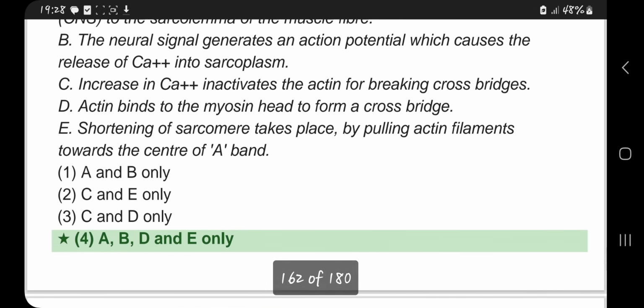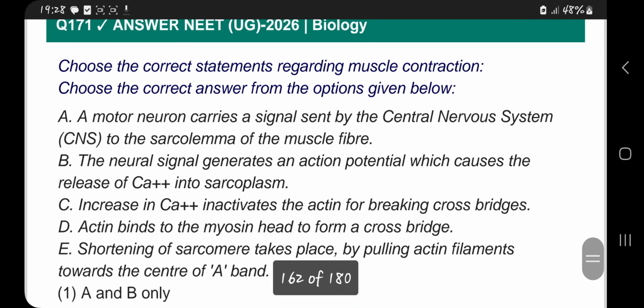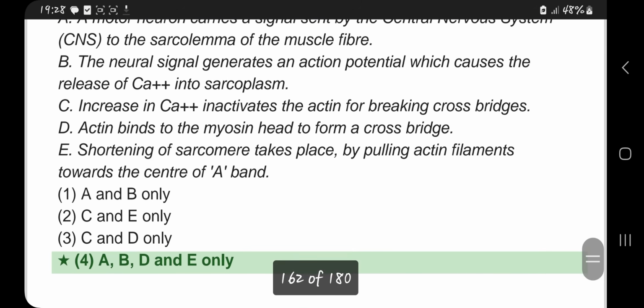C, increase in calcium ion inactivates the actin for breaking cross bridges. That is wrong. So increase in calcium ion does not inactivate. Rather it makes the bridges. So A, B, D and E only. They are all the correct options. C is incorrect.